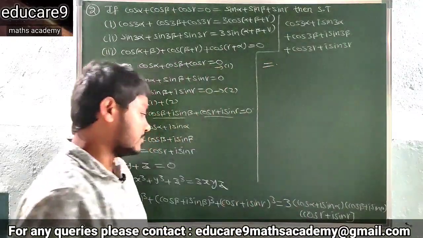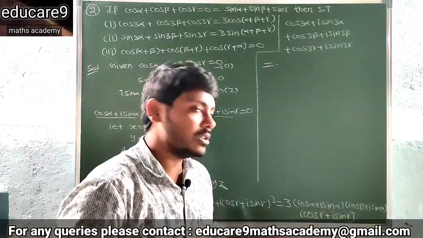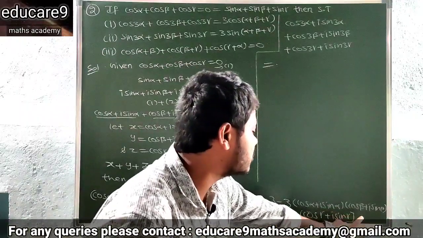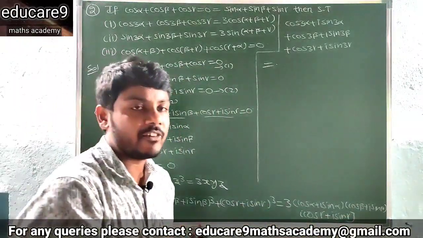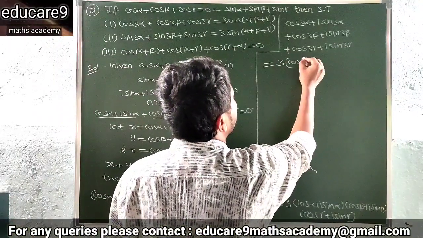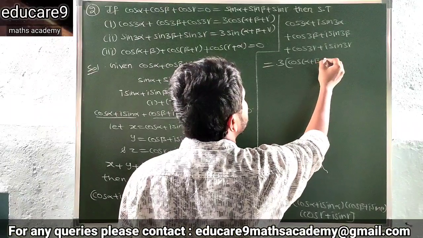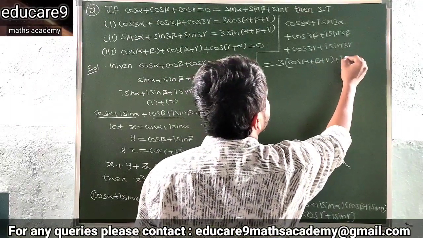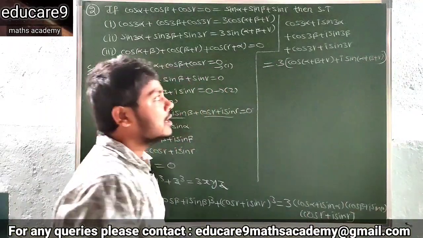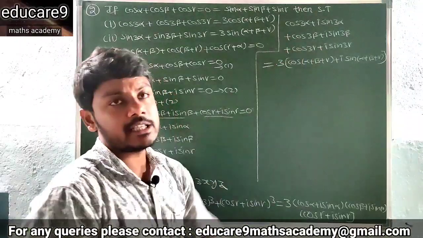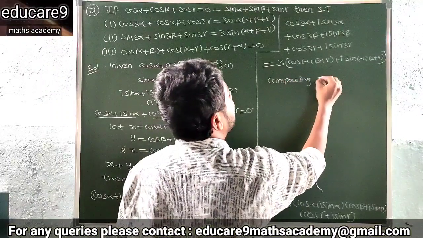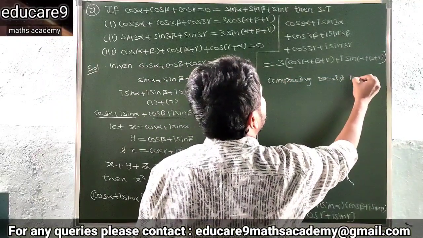So this is equal to, so here cos alpha plus i sin alpha is cis alpha. So cis alpha into cis beta into cis gamma. So write as cis of alpha plus beta plus gamma. So clearly, that is 3 times of cos of alpha plus beta plus gamma plus i into sin of alpha plus beta plus gamma. So now we are comparing the real and imaginary parts.